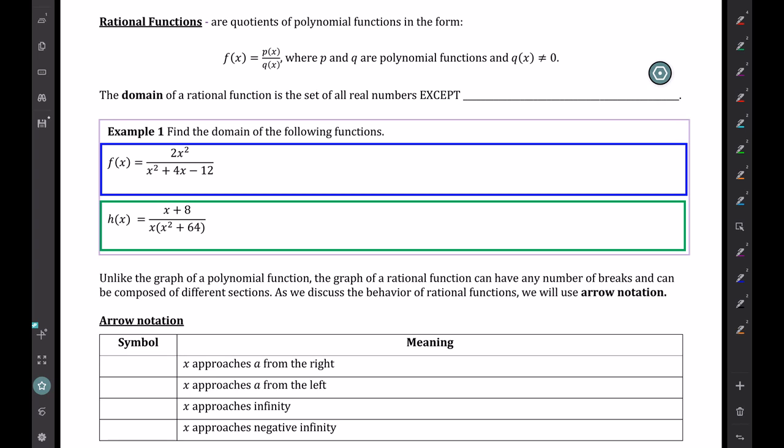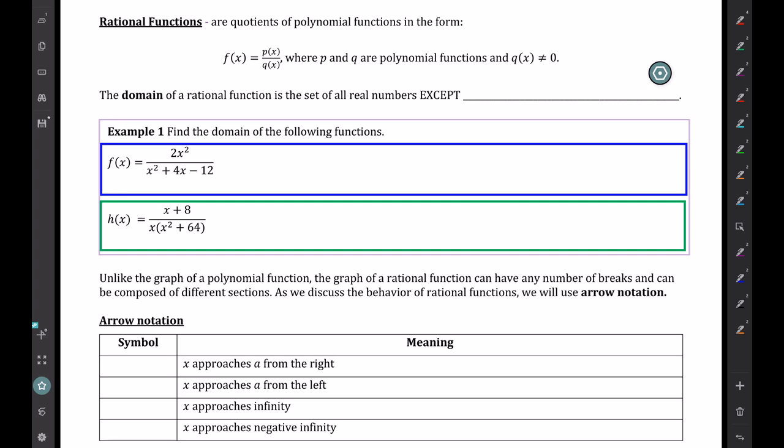Okay, in today's lecture notes, we're going to look at rational functions a little more closely. So you should recall that rational functions are quotients or ratios of polynomial functions. So they're functions in the form f of x equals p of x over q of x, where p and q are both polynomials. And q of x should not be the zero polynomial.